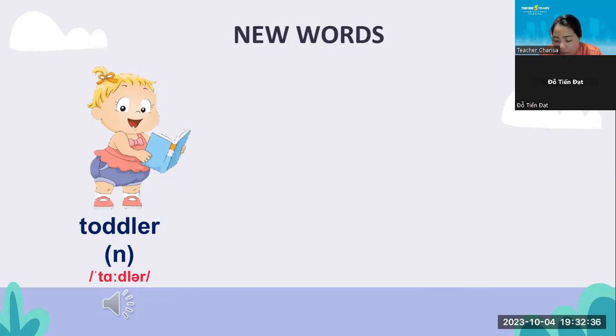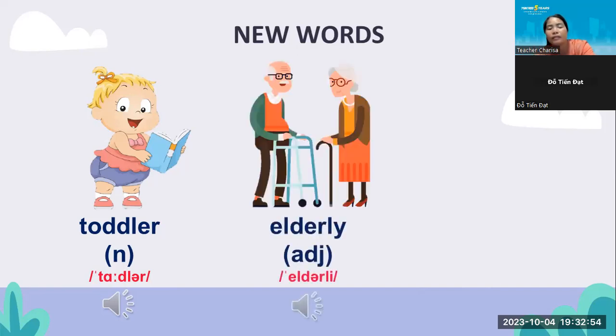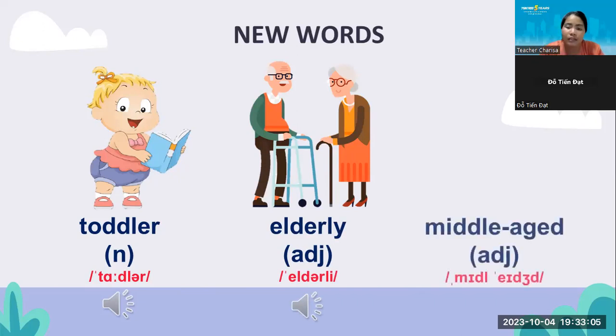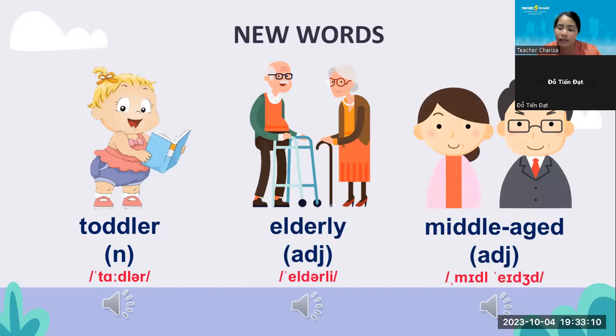What have you understood about toddler? It's a baby. Yes, is that in the school? Does the toddler go to school? No, they cannot go to school. They're only babies. Toddler, are you sure? Okay, next. What is that? Elderly. Yes, elderly. Next. Elderly is just like a grandpa and grandma, right?